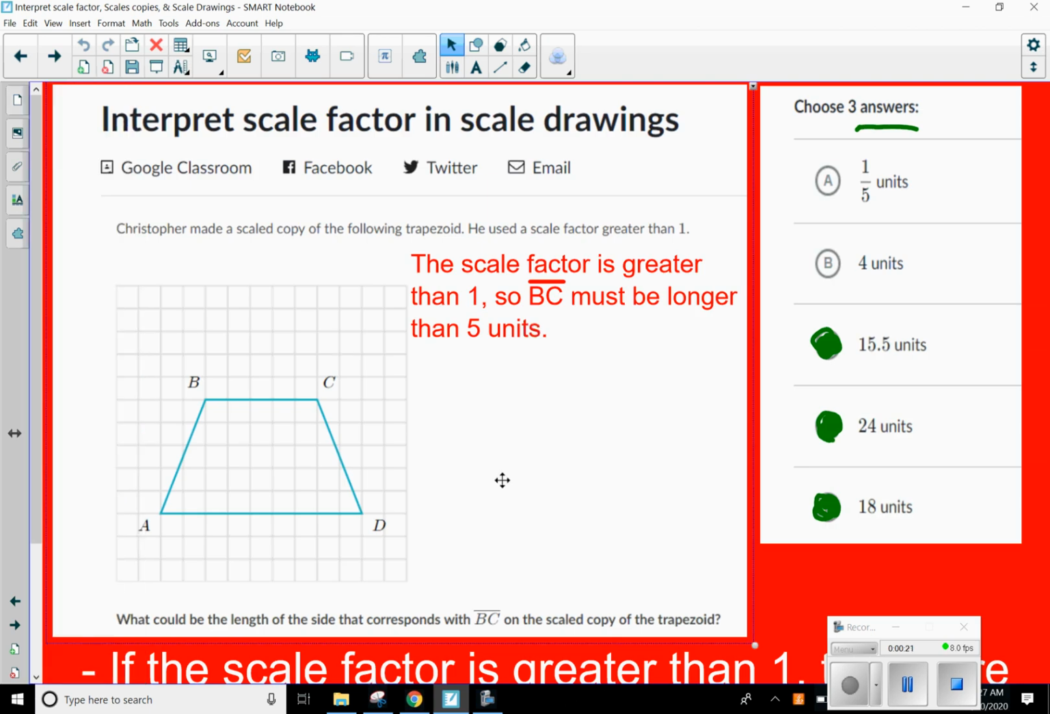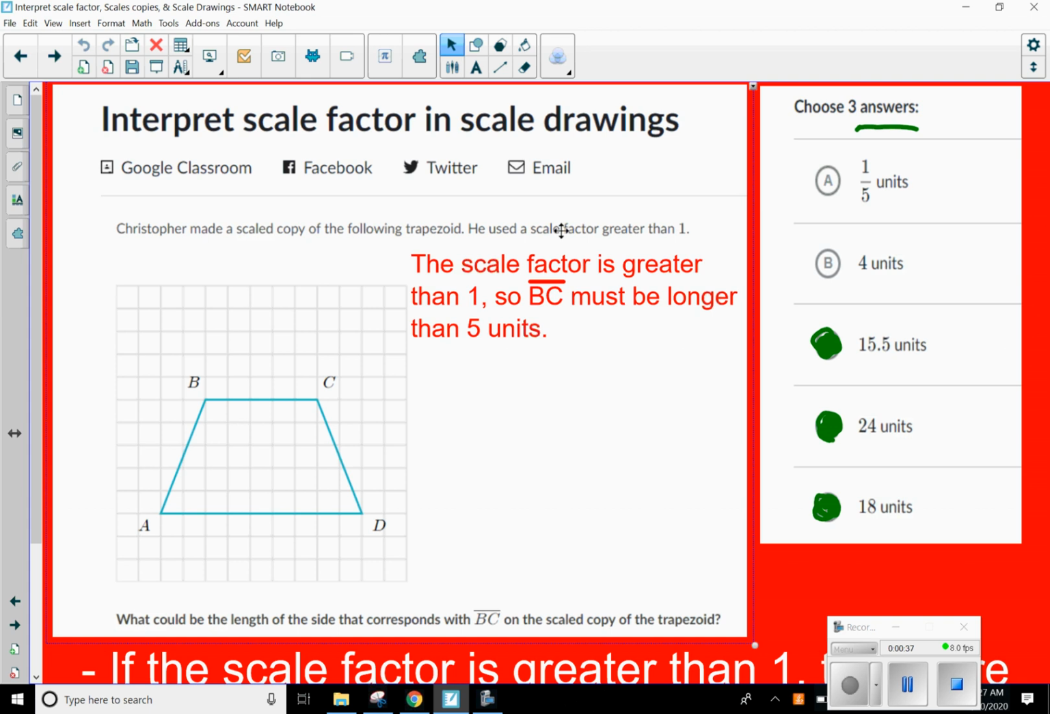So this problem states Christopher made a scaled copy of the following trapezoid. He is using a scale factor greater than 1. What could be the length of the side that corresponds with BC on the scaled copy of the trapezoid? And you'll notice that it does say choose 3 answers.